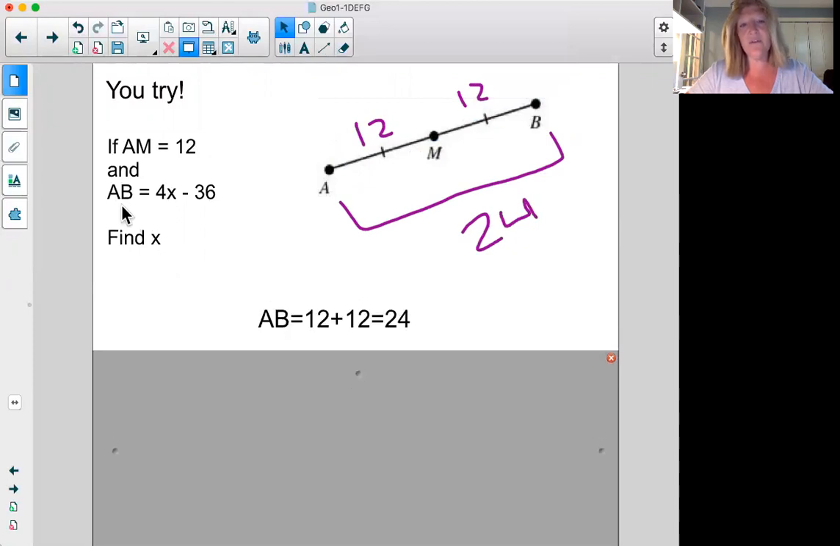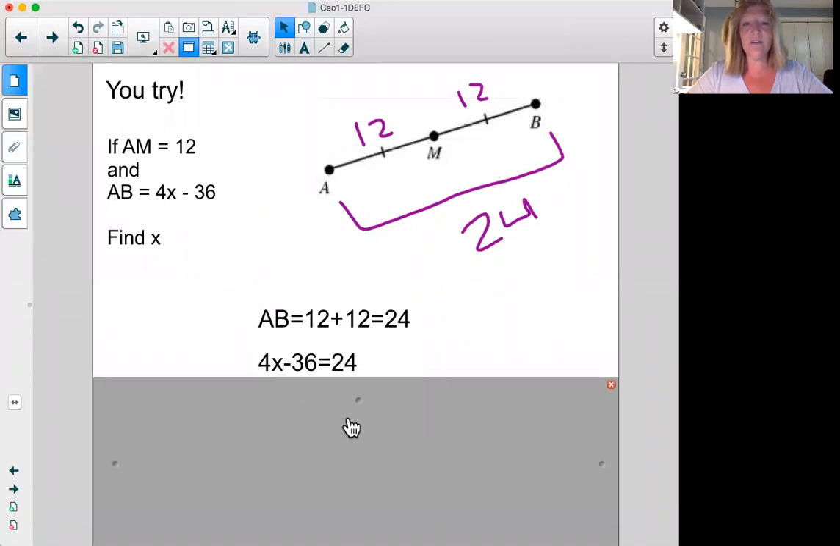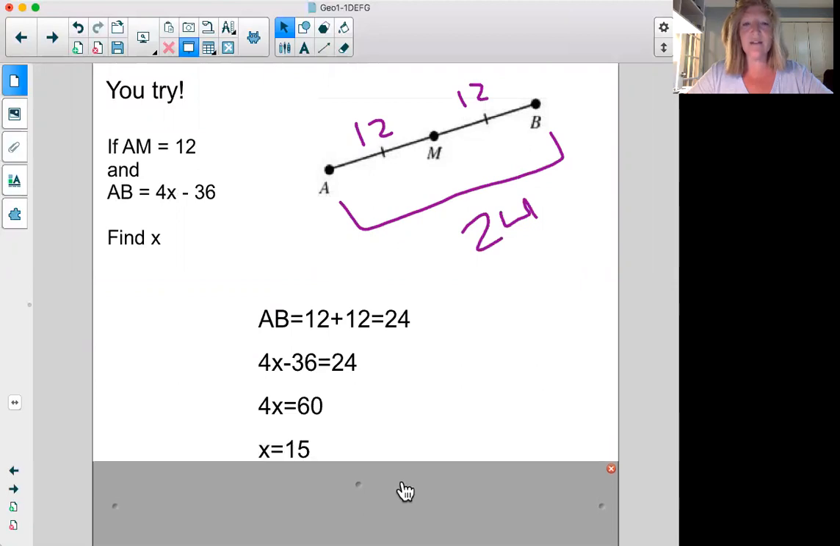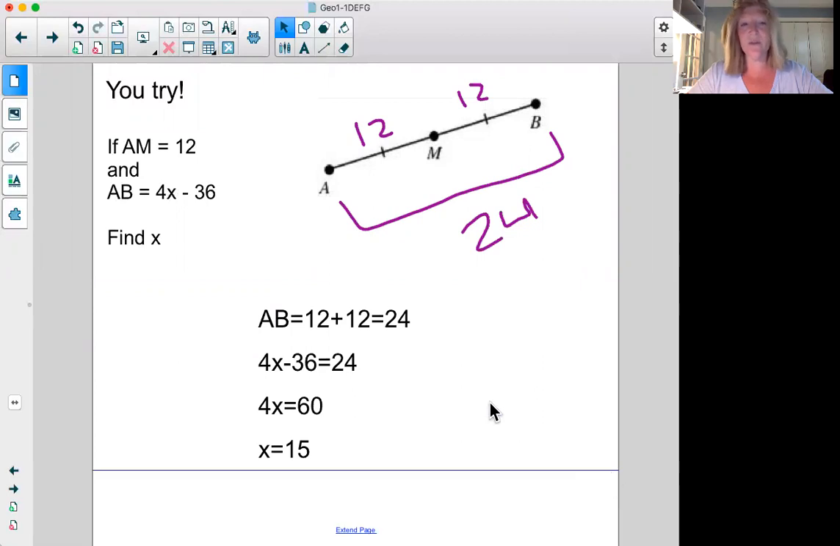And I'm told that the algebraic expression for AB is 4x minus 36, so I can set up my equation that way. And now I can do my inverse operations to solve for x: add 36 to both sides, and divide by 4. Once I have x, I could always plug it in, but I was given 12, 12, 24.